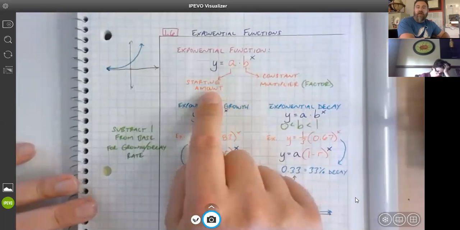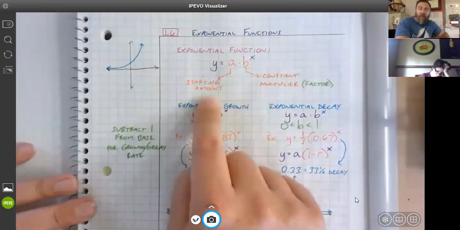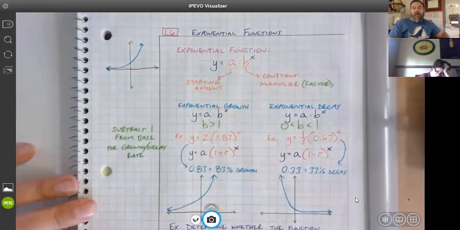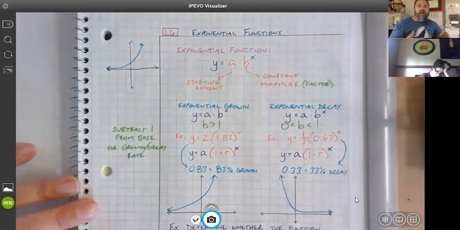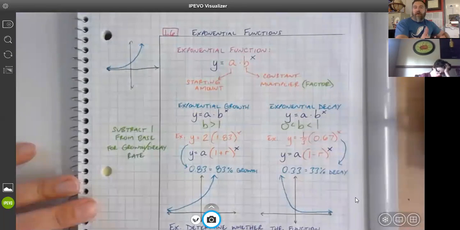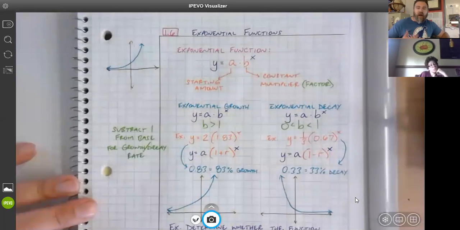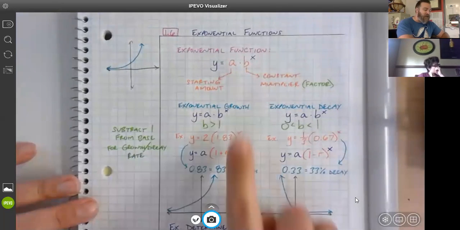a is going to be some starting amount. That will make more sense as we get into some of the example problems, mostly tomorrow. But to use an example right here, if I'm putting money in a bank account and it's growing exponentially with interest, the starting amount would be the initial amount I deposit. So if I put $100 in the bank and it was growing with interest, the $100 would be my starting amount.